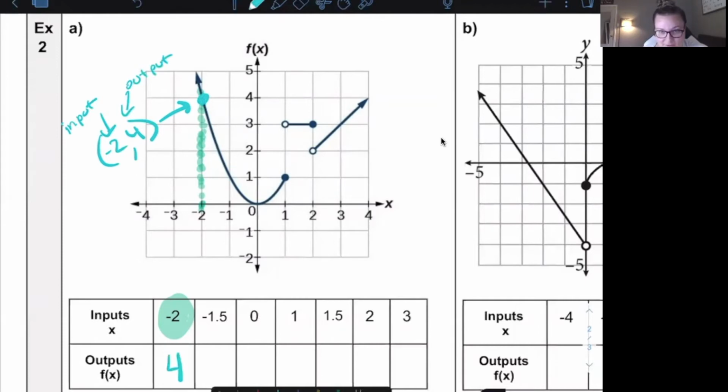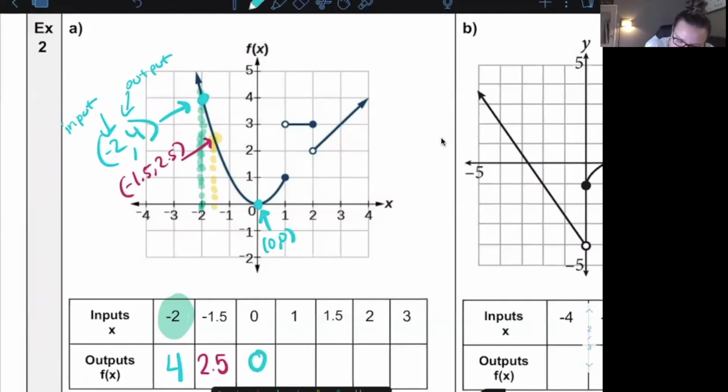Let's do the same thing with -1.5. So -1.5 would be about here. And I would say that point, that y value, would be like 2.5. So we'd have an output of 2.5. Well, for 0, the point would be located there at the origin. The y value of that point is 0, so our output would be 0.